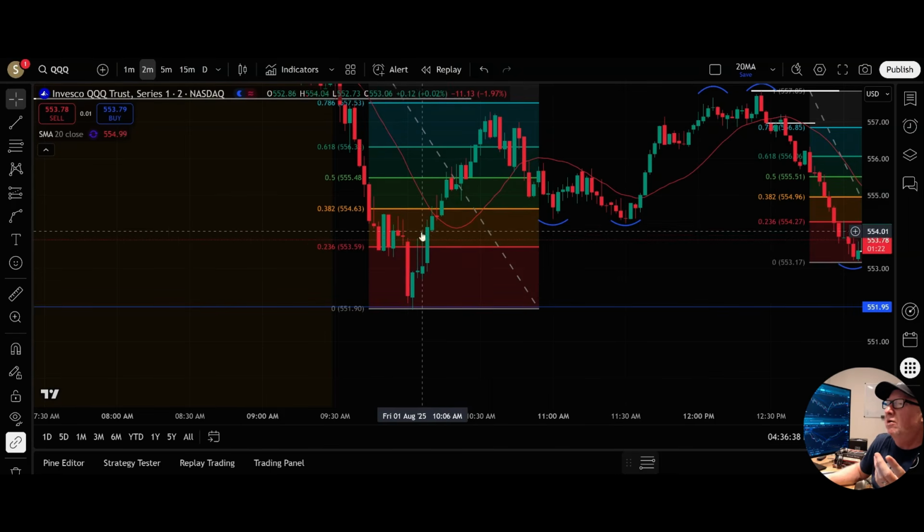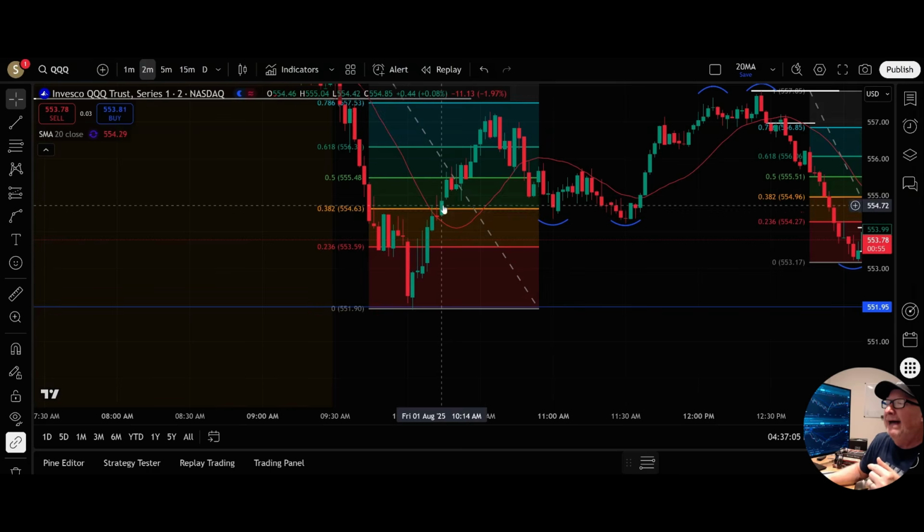So I'm long here. That's my first trade because I found the spot, that 552 area, which was support on a 15-minute chart, even though I've gone back to the 2-minute now. And now I'm trading off the 2-minute using support from the 15-minute. That's my first trade, a long at this point.